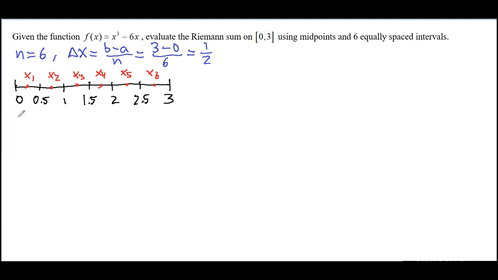It will also help us to list these partition points when we are actually having to perform the calculations. So the very first midpoint between 0 and 0.5 is 0.25. The next one between 0.5 and 1 is 0.75. Now these also need to be a distance of 0.5 apart, so we can proceed with this pattern and list all 6 of them.